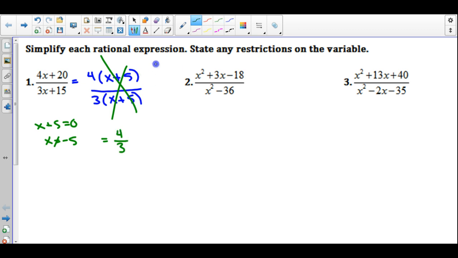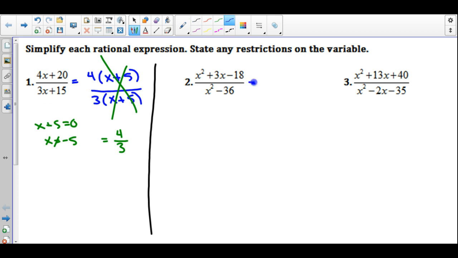So right away, to go over what a restriction is: any value of x that makes the denominator turn into 0. So that's why we set this equal to 0, to figure out that if x right off the bat was negative 5, this whole denominator would turn into 0, and any number divided by 0 is undefined.